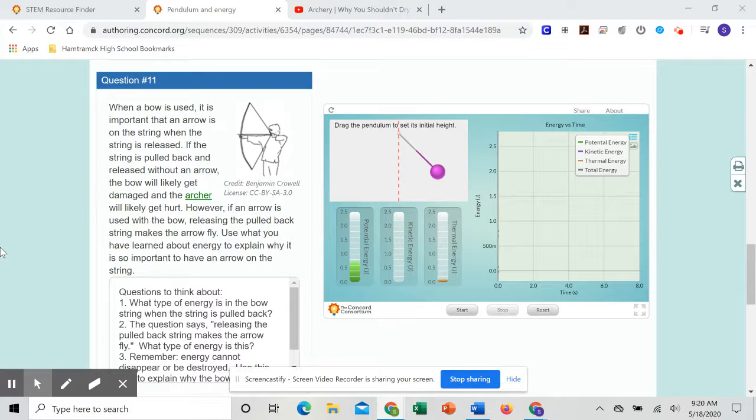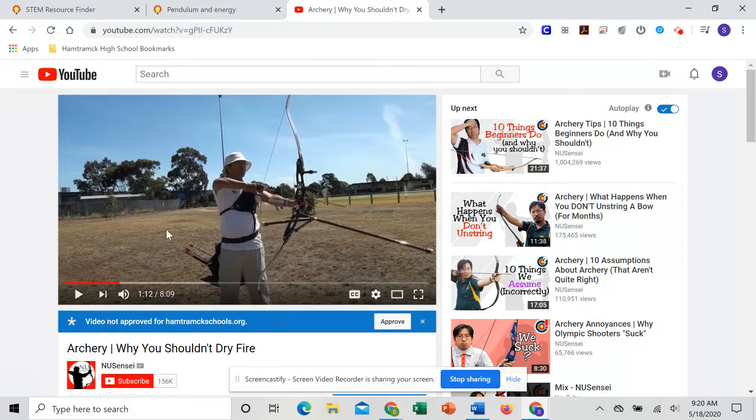Question number 11 says that when a bow is used, it is important that an arrow is on the string when the string is released. If the string is pulled back and released without an arrow, the bow will likely get damaged and the archer, which is the person who shoots the bow, will likely get hurt. However, if an arrow is used with the bow, releasing the pulled back string makes the arrow fly. Use what you have learned about energy to explain why it is so important to have an arrow on the string. First, I'm going to show you a video of an arrow being fired correctly.